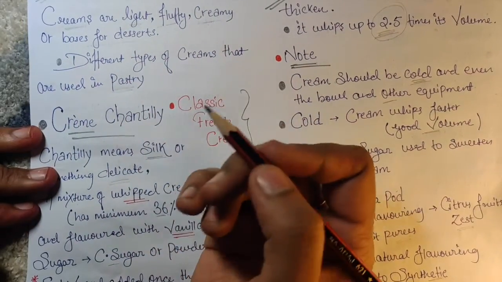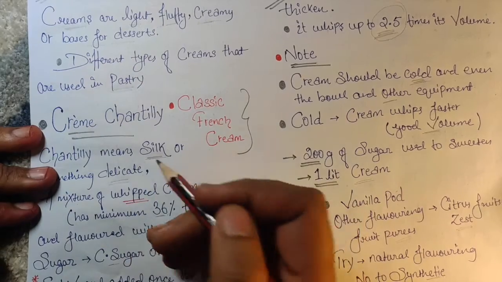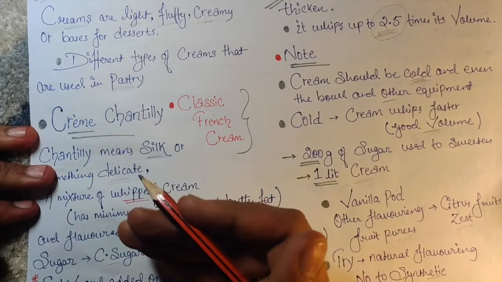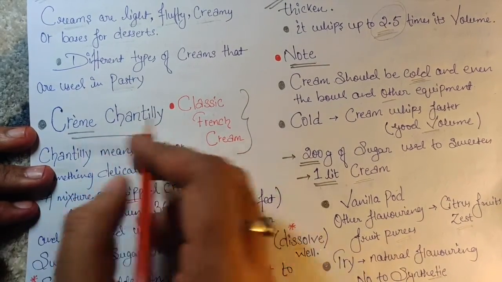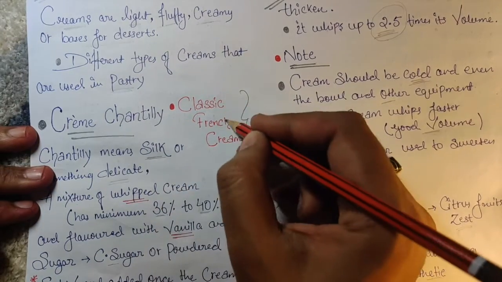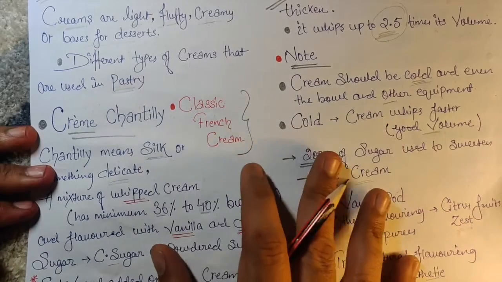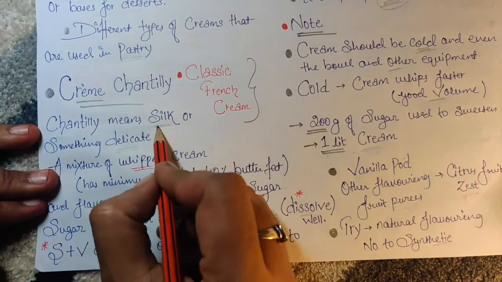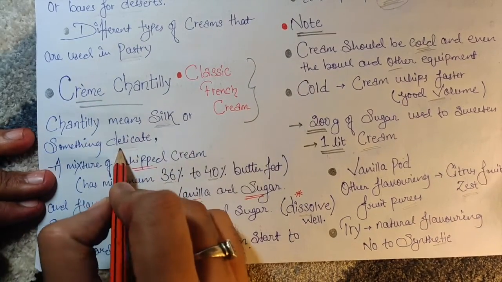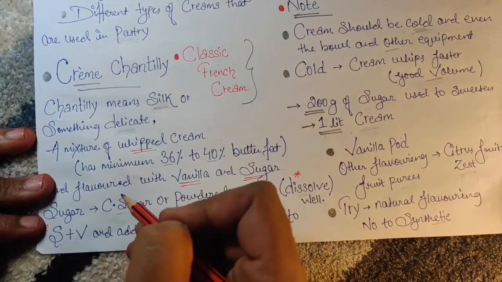So what are the different types of cream that we use in pastries? First one is creme chantilly, a classic French cream. Creme chantilly is a classic French cream. Chantilly means silk, or you can say delicate. We'll figure out the process now.